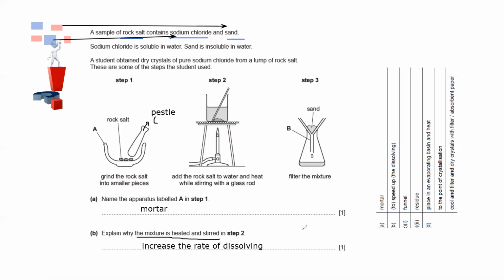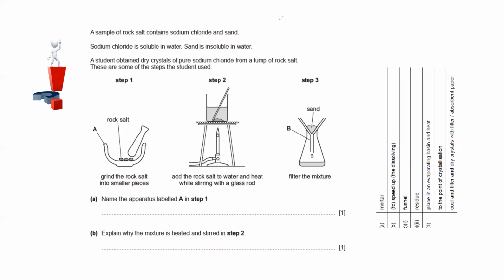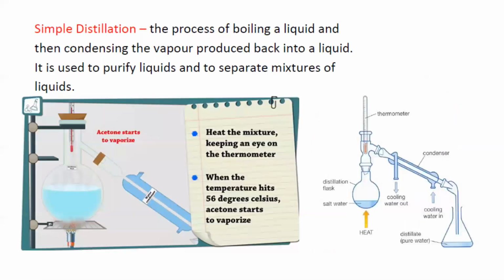Whenever you stir or mix, the main purpose is to dissolve faster. It will not only dissolve, but it will dissolve faster. So if you want to increase the rate of dissolving, we stir the substance.